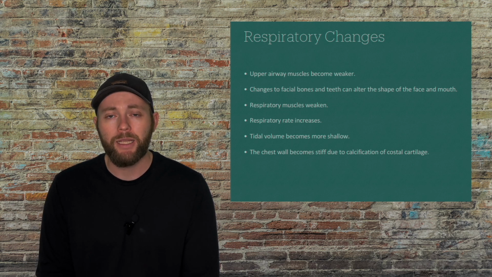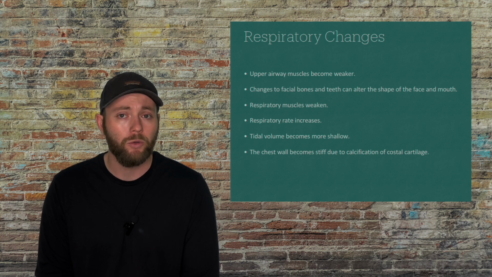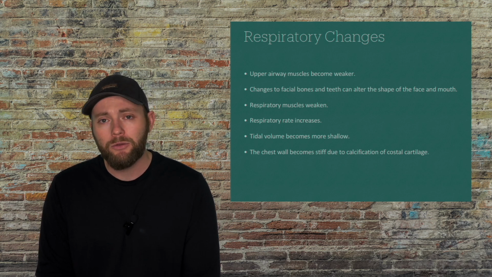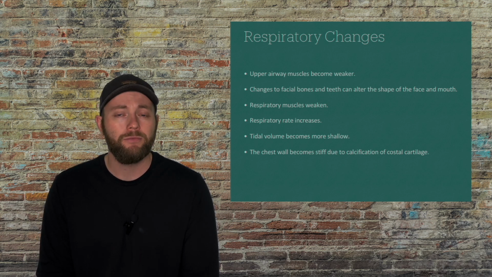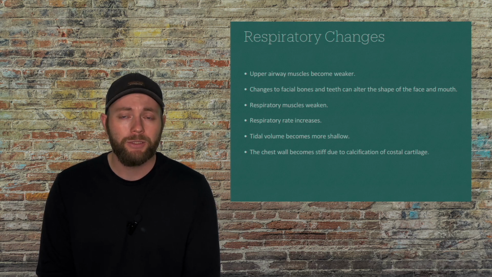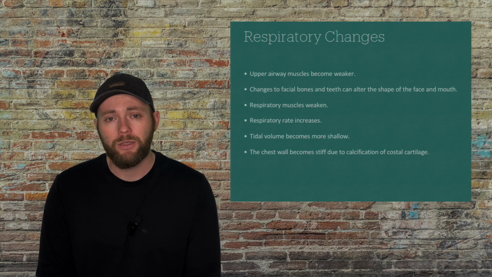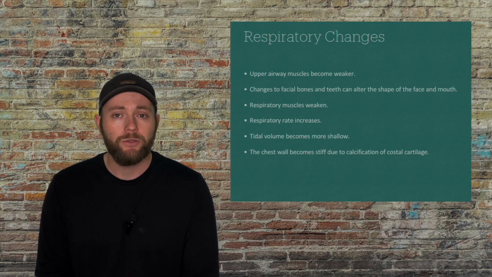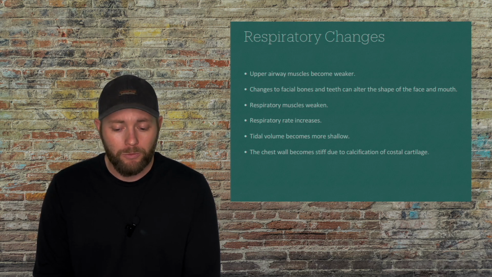We also see an altered shape of facial bones and just a general shape of the face. This can make obtaining a mask seal with a BVM more difficult. And elderly patients also commonly have dentures or no teeth at all. This can contribute to a poor mask seal and can also increase the chances of an airway obstruction from dentures possibly falling back into a patient's throat.